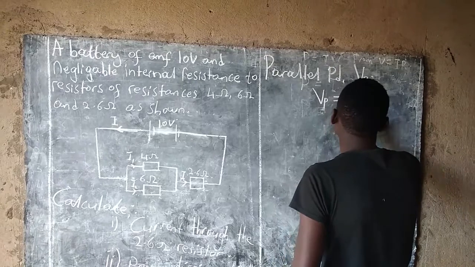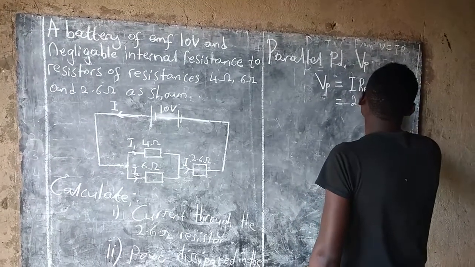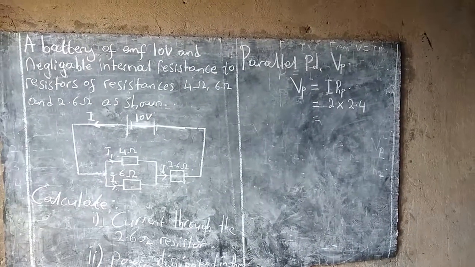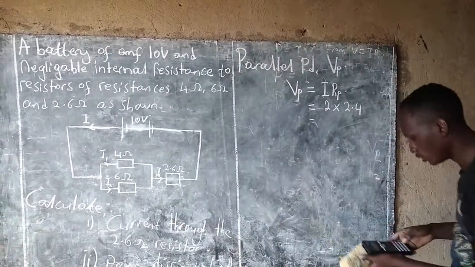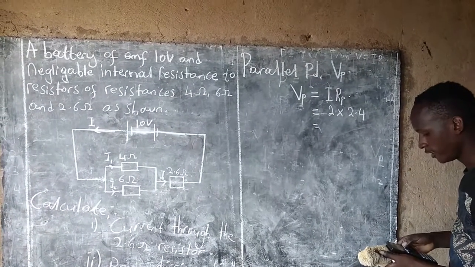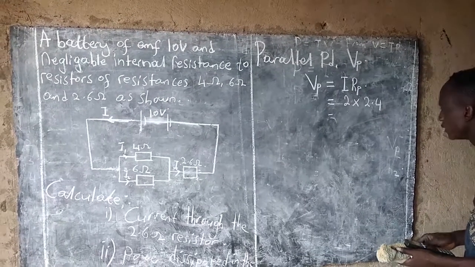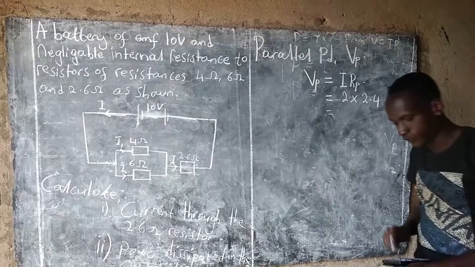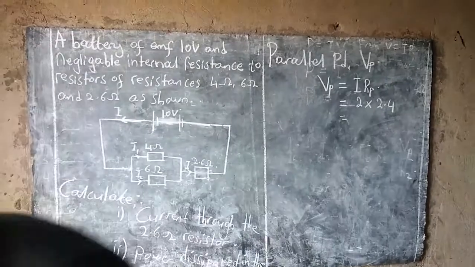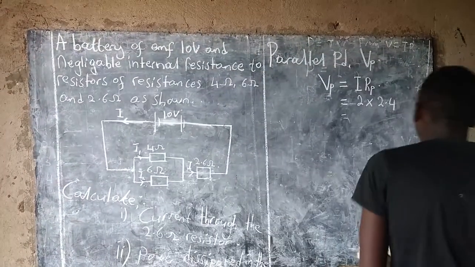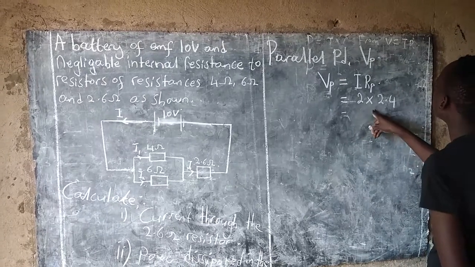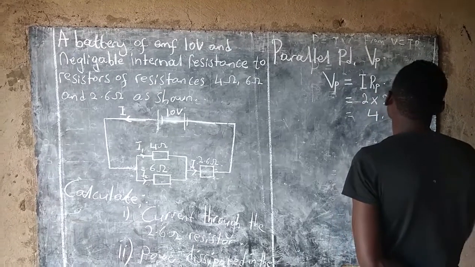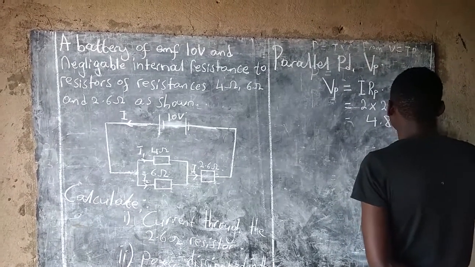Which I did we get? It was 2, and our RP was, I think, 2.4. So which answer do we get there? My calculator has jammed. What is 2 times 2.4 there? Oh, sorry. We are not getting the answer for that, but let me assume that it is 4.8 volts. That is the VP.